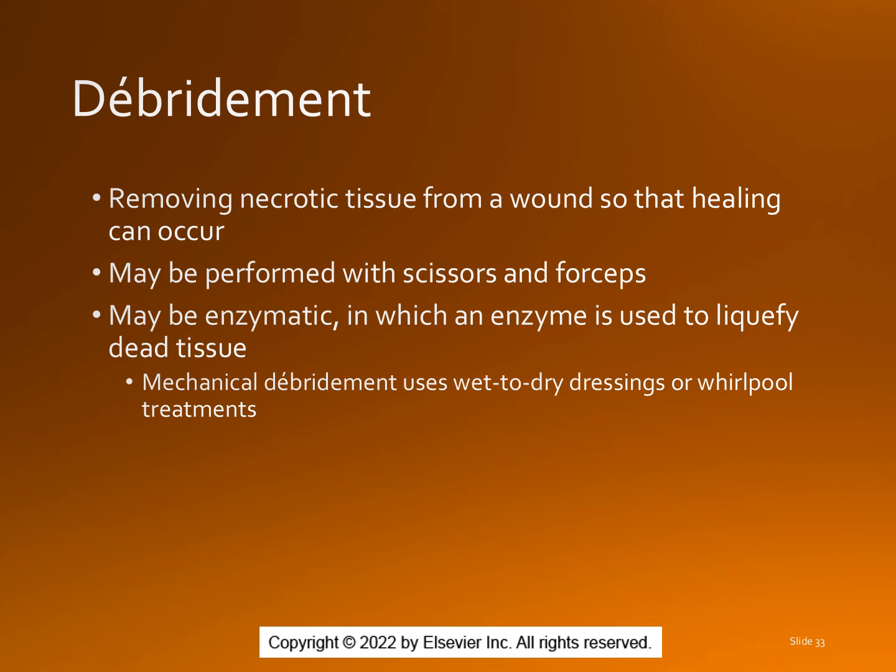Wet to dry dressings are an older form of dressing changes that will mechanically debride because the tissue will stick to the dressing material and a layer of cells will be pulled off when the dressings are removed. These are no longer recommended because they disrupt newly regenerating tissue.